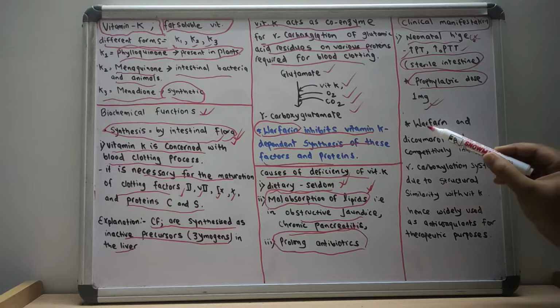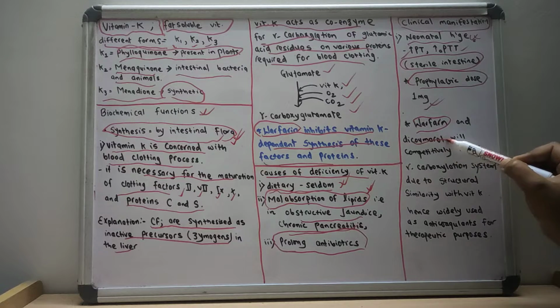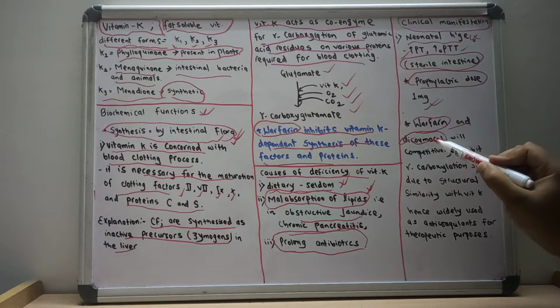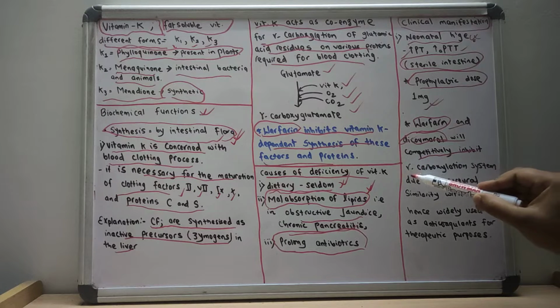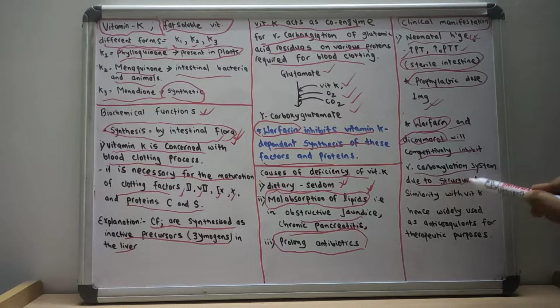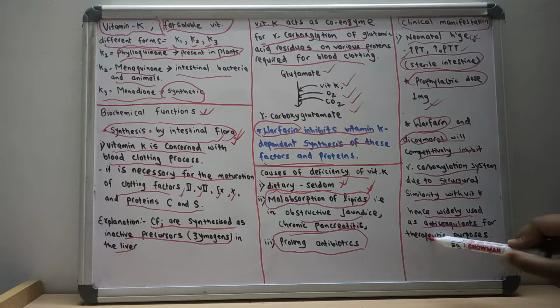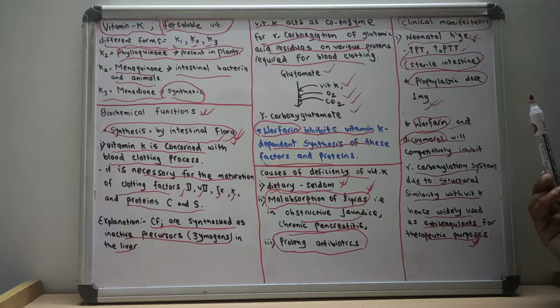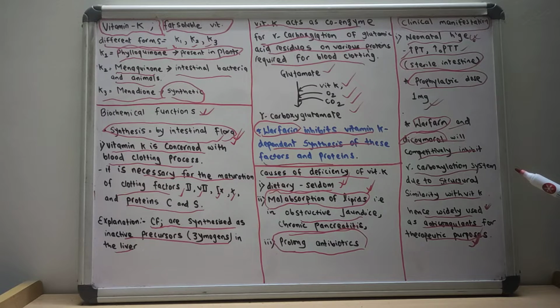Now let us talk about warfarin and dicumarol. Warfarin and dicumarol competitively inhibit the gamma carboxylation system due to their structural similarity with vitamin K. So they are widely used as anticoagulants for therapeutic purposes. As I have already discussed, warfarin inhibits the vitamin K dependent synthesis of factors like factor 2, 7, 9, 10, protein C and protein S. So it is widely used as an anticoagulant for various therapeutic purposes.